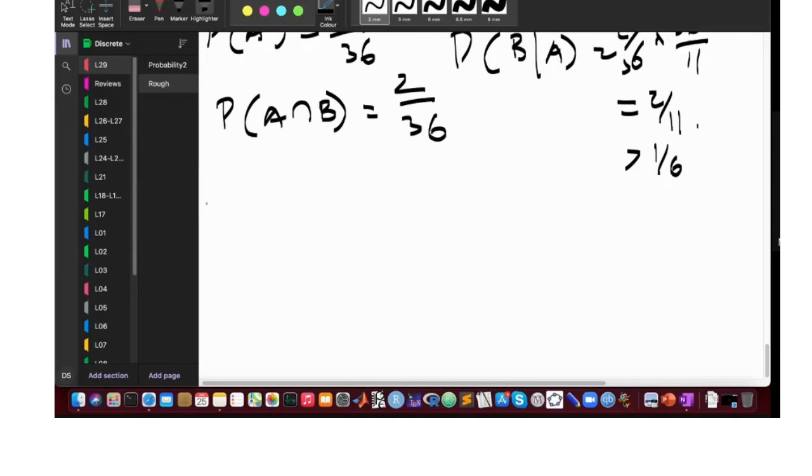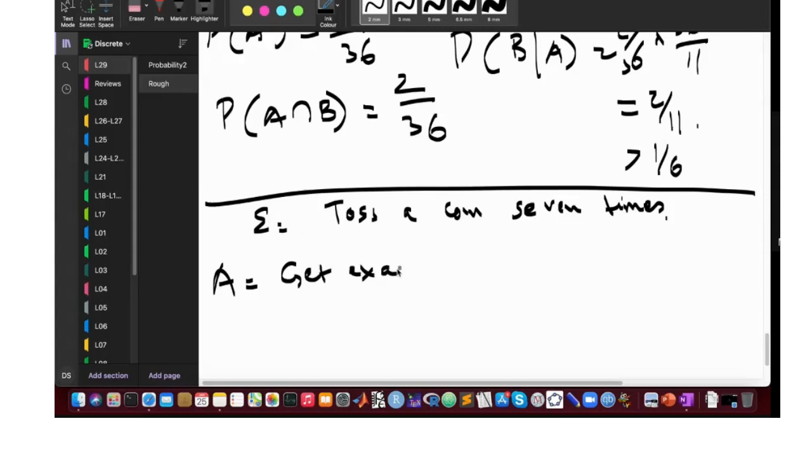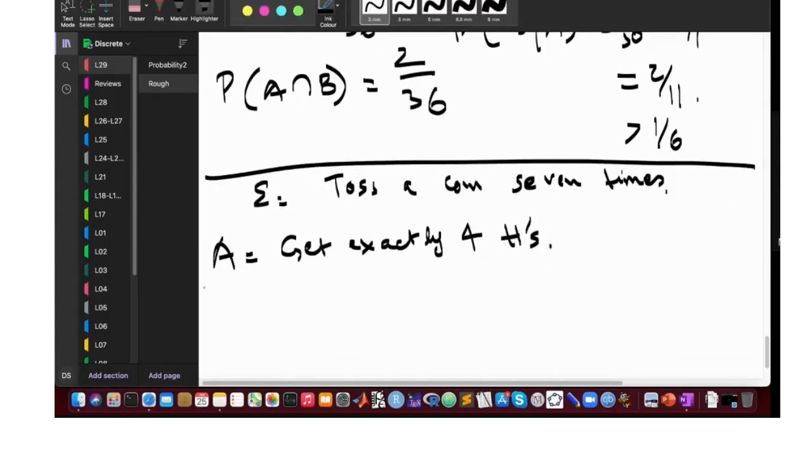You can think of this as a Bernoulli trial because each experiment has 2 outcomes. So you toss a coin 7 times. And your event A is you get exactly 4 heads. And you want to compute the probability that A occurs. How do you think we should compute it?